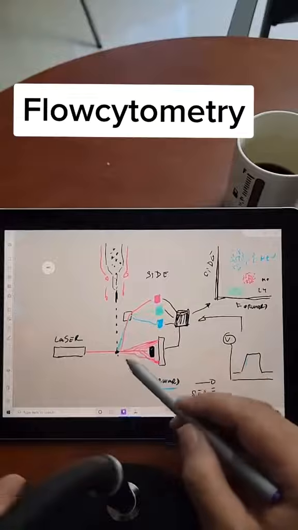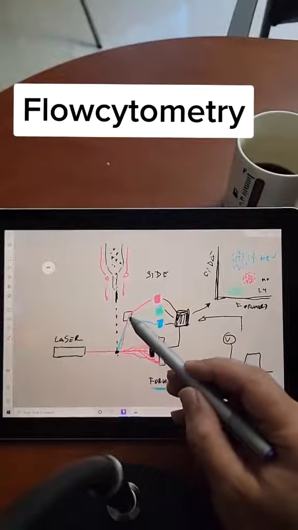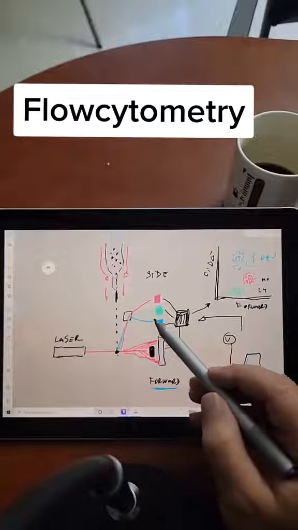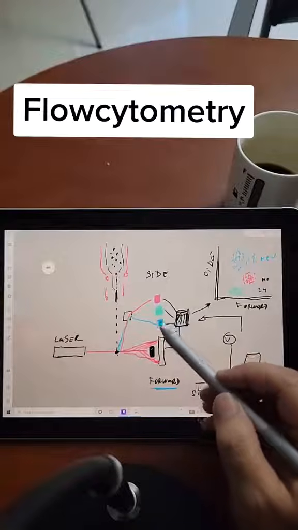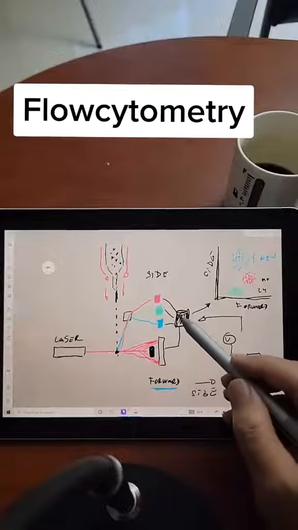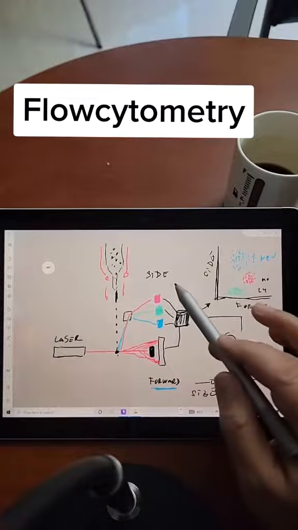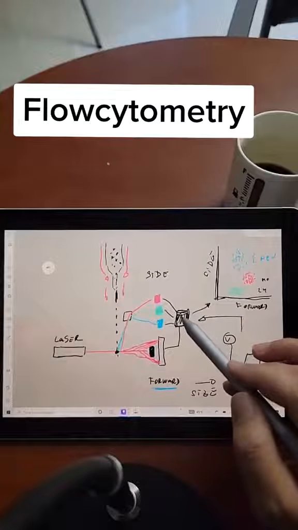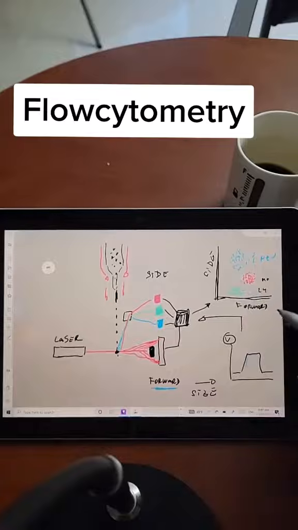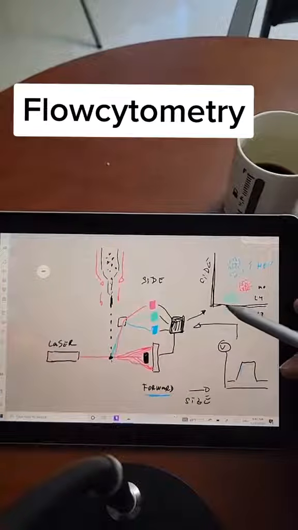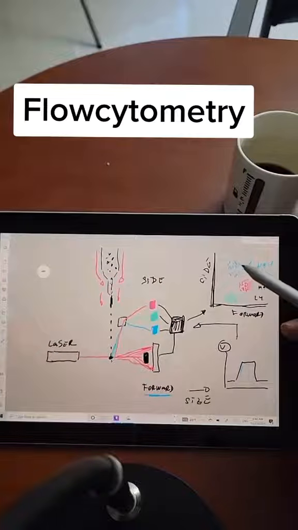The light will scatter everywhere, but we can capture some of the side scatter and split it into different channels like that, okay? And convert it to a voltage and combine the forward and the side scatter together into a single graph, and the graph will have the forward on the base versus the side scatter. So every dot on this graph now will represent a cellular event.